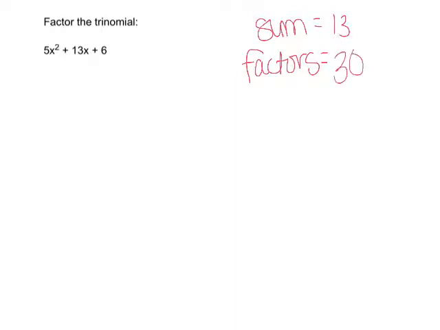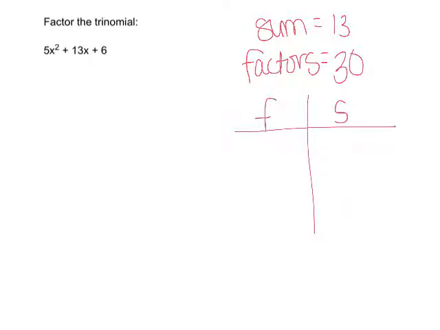So I'm looking for something that has a sum of 13, and the product, so our factors of 5 times 6, so of 30. So here's my factors, and here would be my sum. So I'm looking for factors of 30.